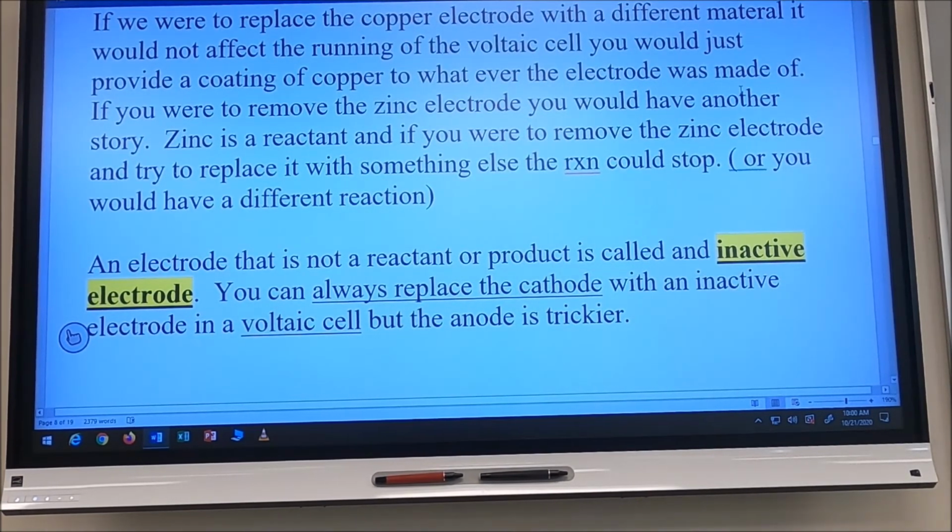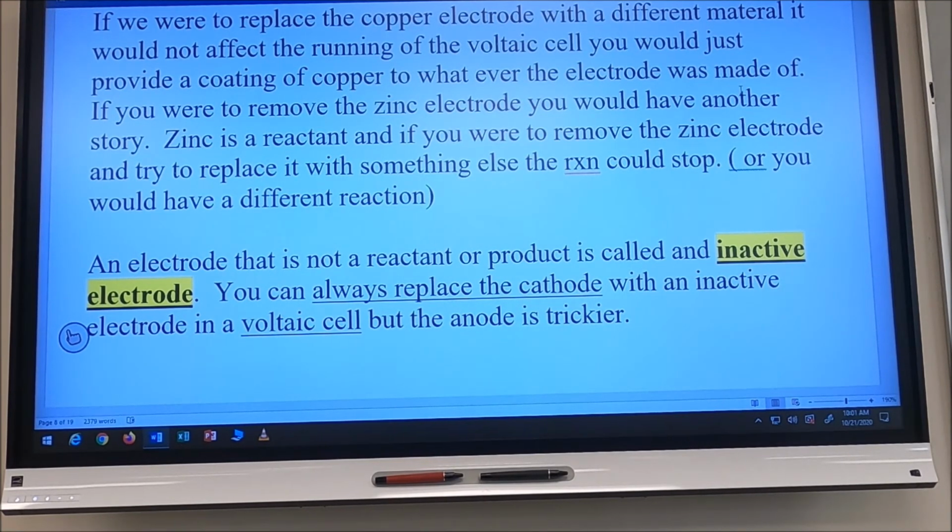Now, if we were to replace the copper electrode in the cell we were just looking at with a different material, it wouldn't affect the running of the voltaic cell. We just end up coating whatever metal we put in for our electrode with copper. If, on the other hand, we were to remove the zinc electrode, you would have another story altogether. Zinc is a reactant. So if I remove the zinc electrode and tried to replace it with something else, the reaction would probably stop, or you'd have a different reaction.